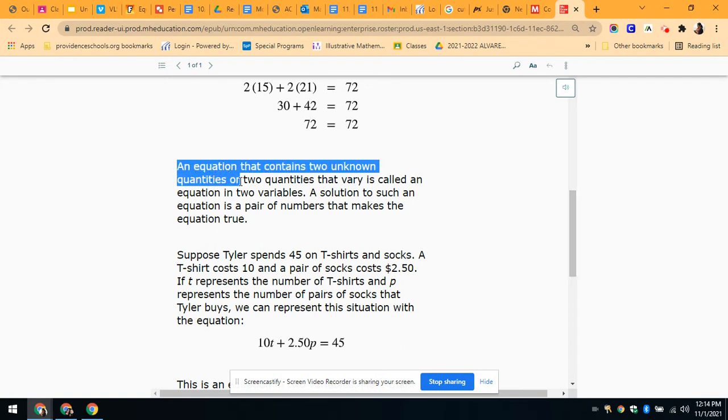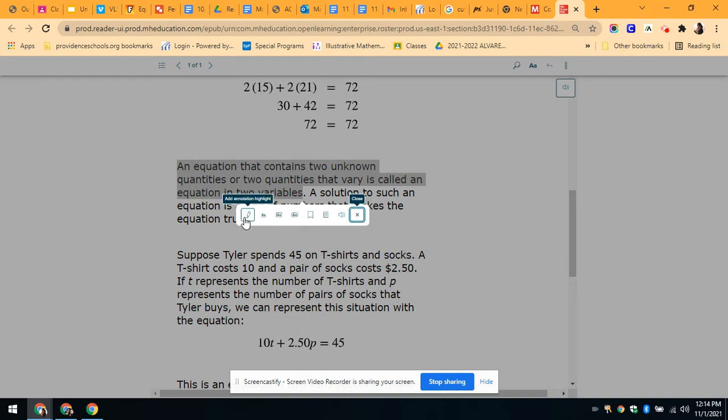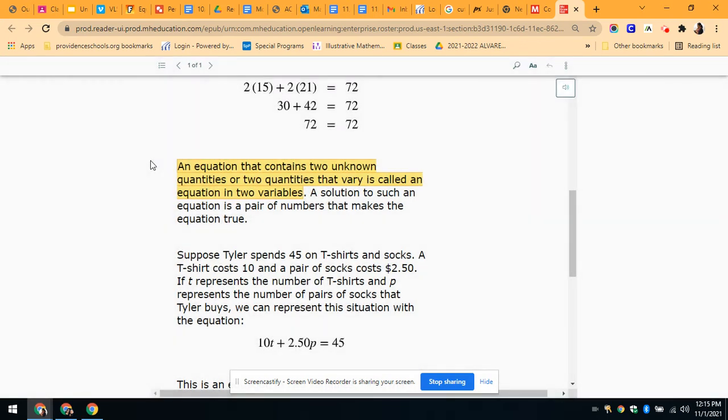In addition, an equation with two unknown quantities, or two quantities that vary, is called an equation with two variables. Go ahead and highlight that. So there are equations with one variable, and there are equations that have two variables. A solution to such an equation is a pair of numbers that make the equation true.